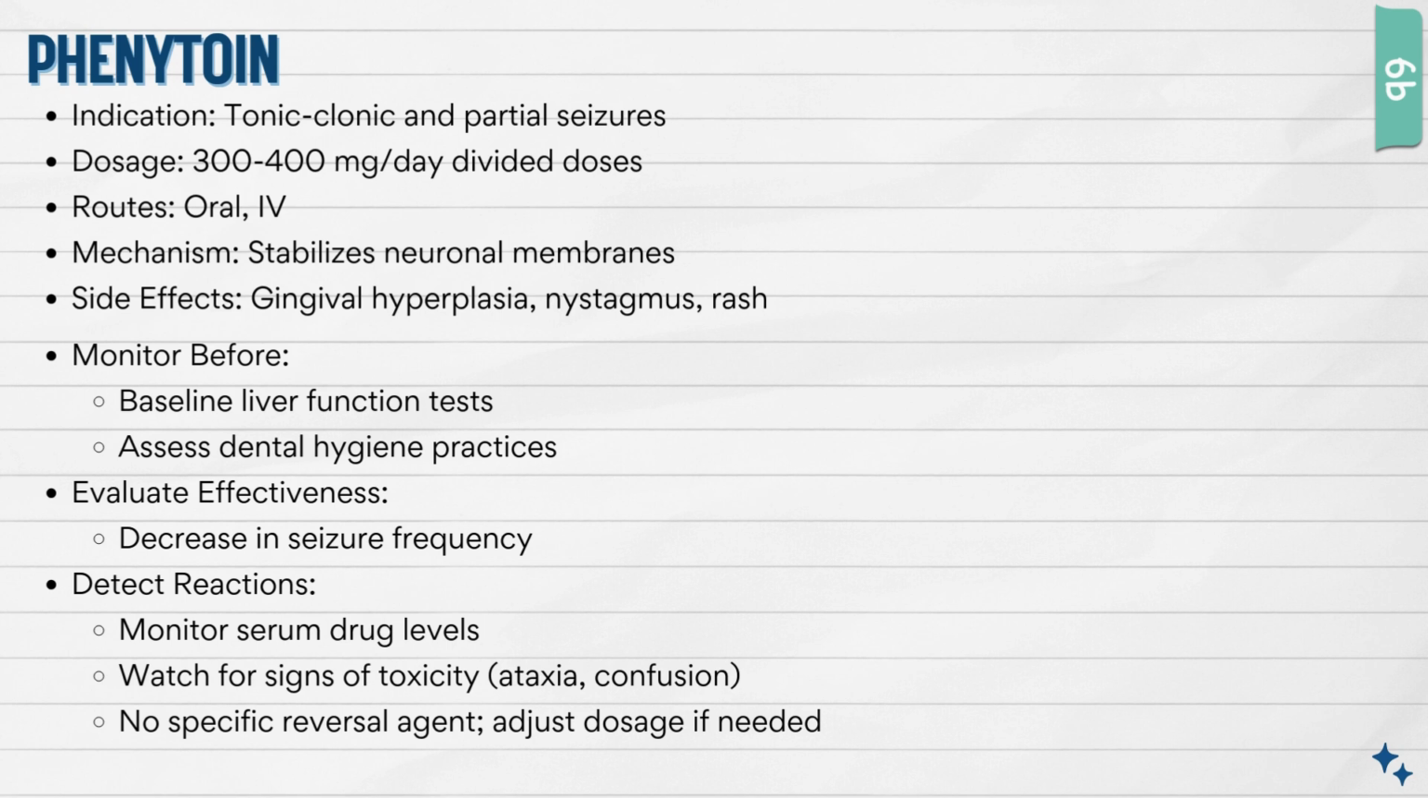So after we give it, what are we going to be checking? We're going to be regularly monitoring serum phenytoin levels to ensure that they're within the therapeutic range. Signs of toxicity are important: ataxia, confusion, nystagmus. There's no reversal agent, so if toxicity occurs, we're going to adjust the dose, not stop.